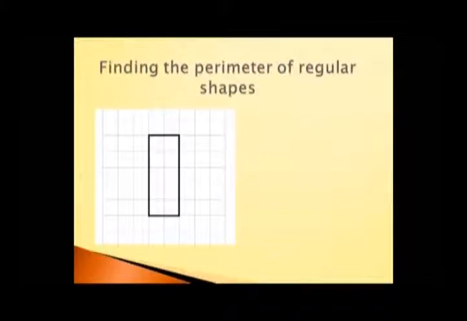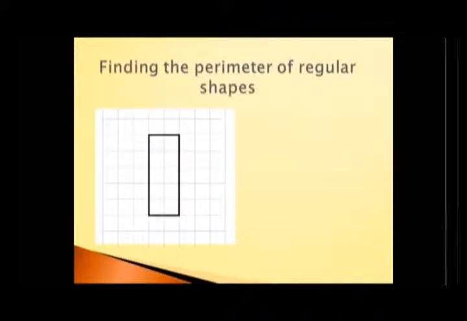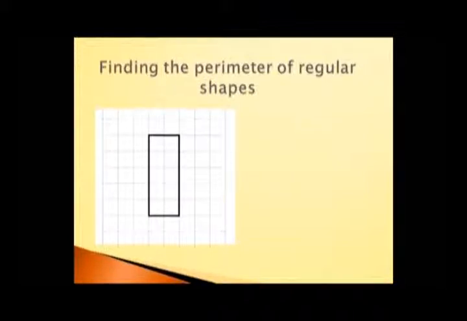Let's look at another example. Here we have our grid paper with the outline of a shape on it. The length of one side of each square represents 1 centimeter. On the grid paper is the outline of a rectangle. Can you tell what is the length of one long side of this rectangle?